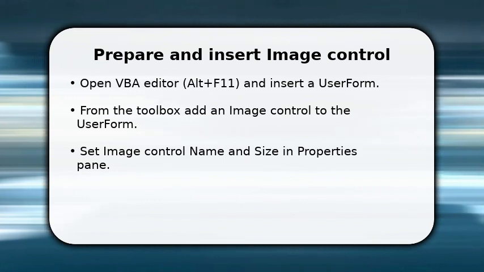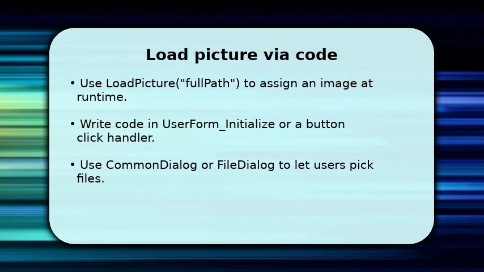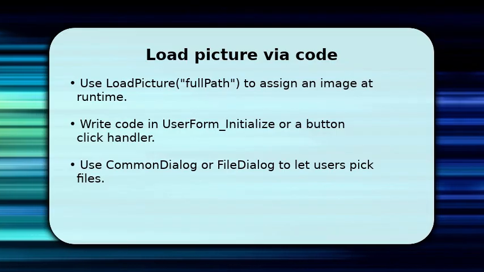Now you'll wire up the image control to load a picture. This is where code matters. In the UserForm Initialize event or a command button click, set Image1.Picture equals LoadPicture("C:\path\to\file.jpg"), so VBA reads the file when the form opens.